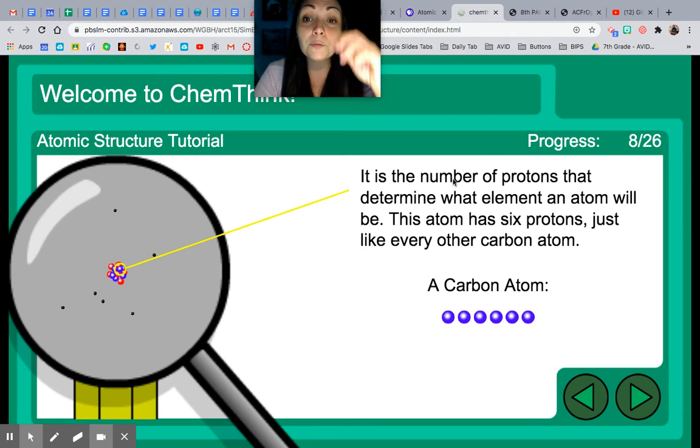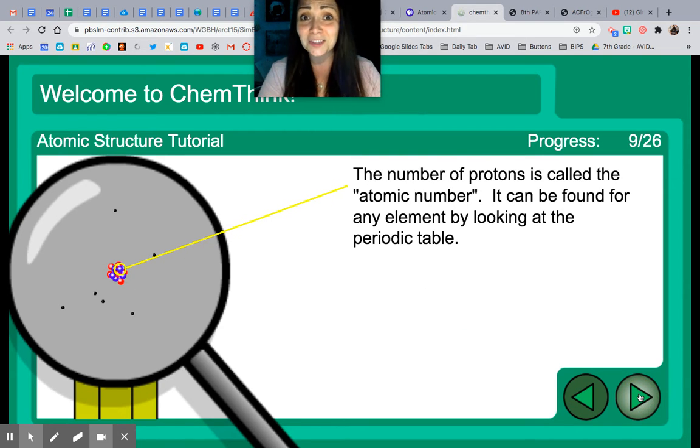So it is the number of protons that will determine what the element of the atom is. So this atom has 6 protons, just like every other carbon atom. So carbon's atomic number is 6 because it has 6 protons. So if you count the blue dots, there's 6 of them, which means that there's 6 protons in a carbon atom. So let's find out what else is in the nucleus.